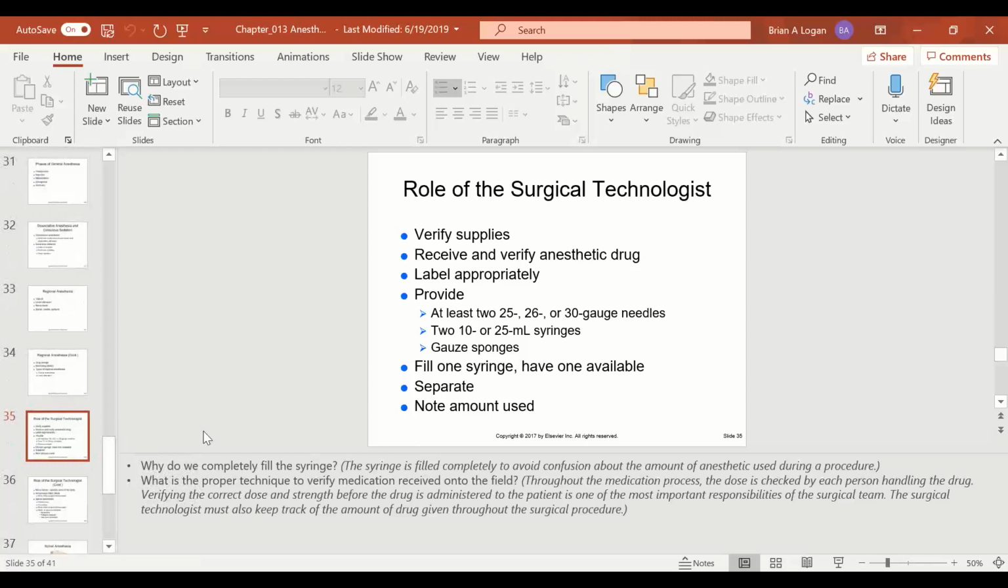Our role in terms of this anesthesia administration is verifying the supplies that we have. Right? We have a syringe and a needle. Do we have the right syringe? Do we have the right needle that the surgeon wants?